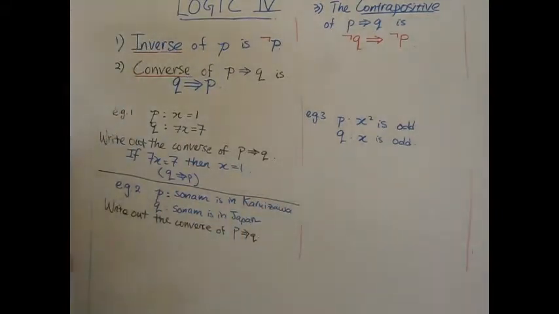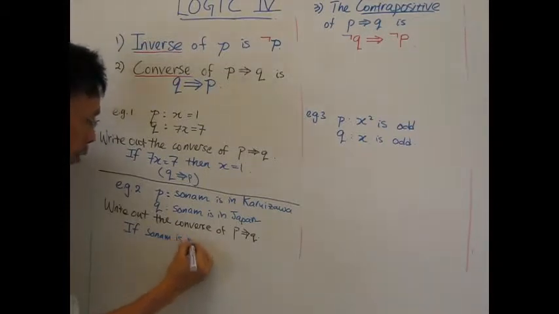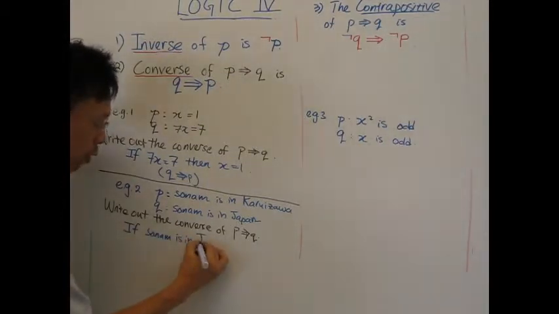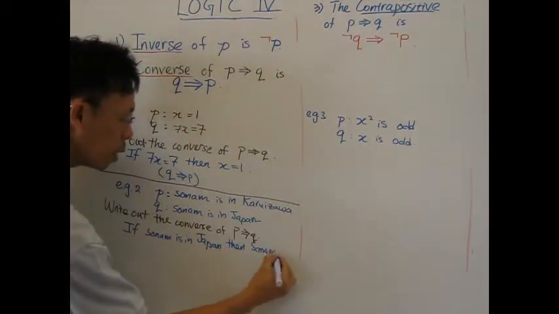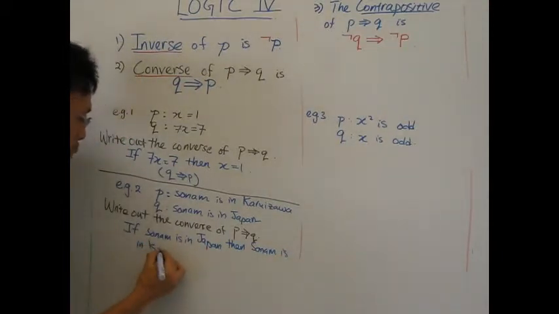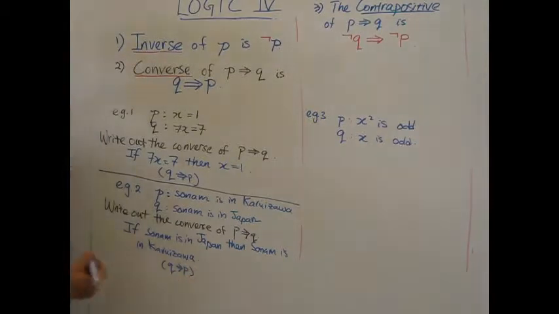And then example number 2. P: Sonam is in Karuizawa. Q: Sonam is in Japan. We've seen this before, right? The implication is that if Sonam is in Karuizawa, then Sonam is in Japan. The converse to that will be: if Sonam is in Japan, that is, put the result first, then Sonam is in Karuizawa. So this is Q implies P.